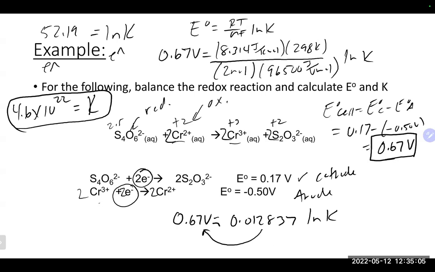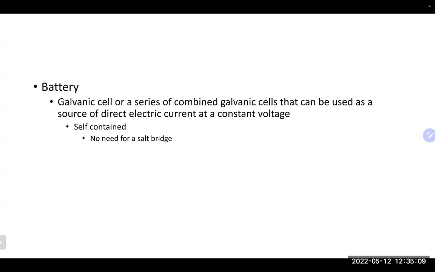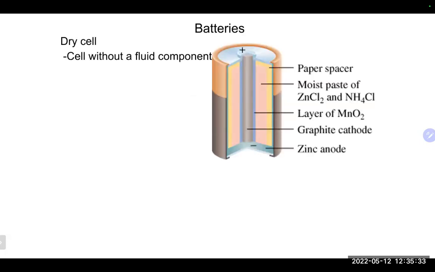Okay, then we're going to talk a little bit about batteries here. You're really just responsible for understanding some of the similarities of batteries and galvanic cells and maybe some of the differences. A battery is a galvanic cell or a series of them hooked together for direct current at a constant voltage. They are self-contained and obviously have no need for a salt bridge as you move around in your battery compartment. So let's take a look at some different types of batteries.